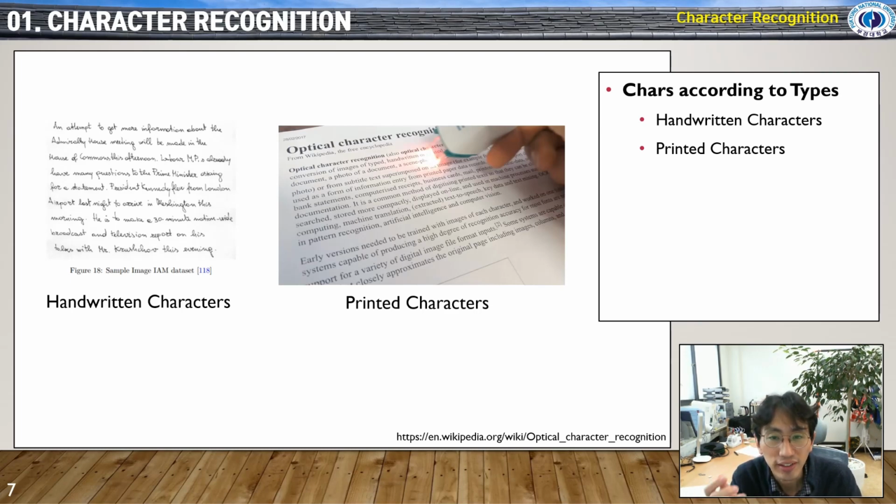But in the printed characters, all the characters are clean, and all the characters of the specific letter are always the same. For example, there is the O of documentation here, and the shape of this O is always the same as the other O's in the other words. Maybe they are a little different because of the noise or some errors of the printers, but in most cases, they are almost the same. So it is not very difficult to recognize the printed characters. In the research field, the character recognition of the printed characters has been almost done.